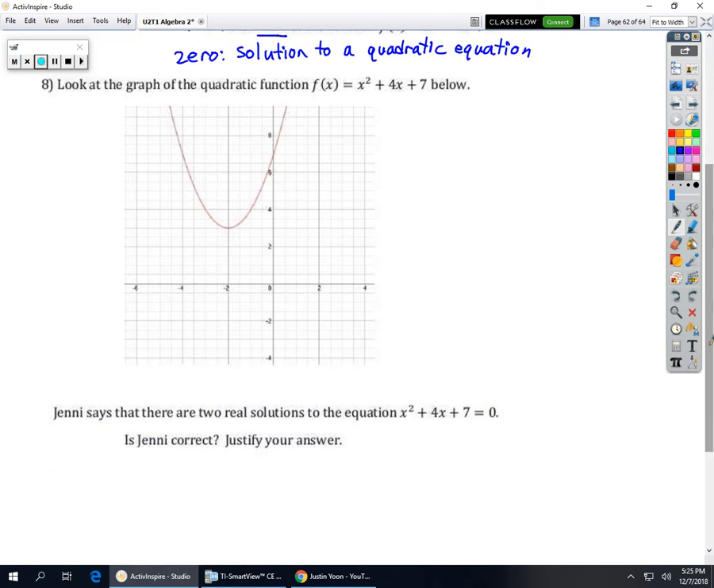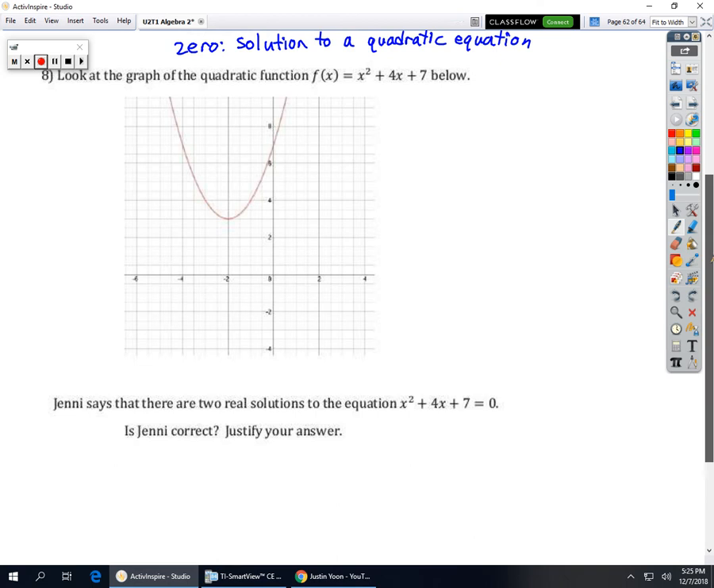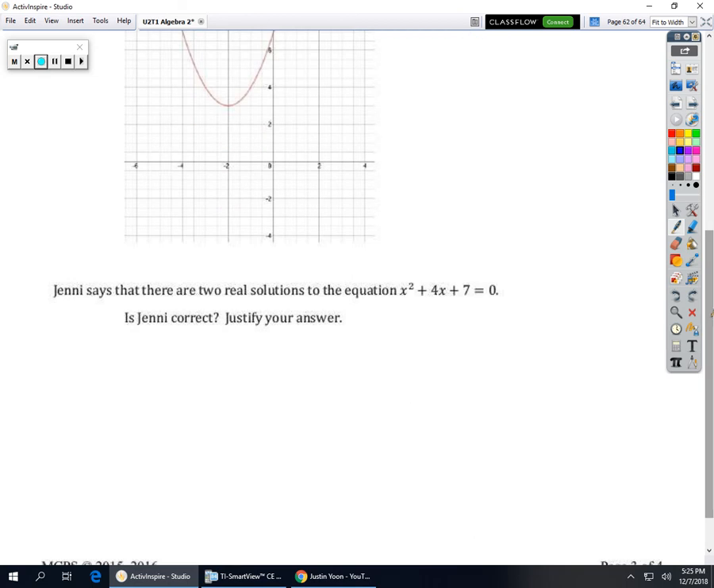So we're going to look at this graph. Awesome. It never crosses the x-axis. So Jenny says there are 2 real solutions to this equation. Is Jenny correct? No, there are not 2 real solutions. If there were 2 real solutions, the graph would cross the x-axis. There is no crossing going on. Therefore, the 2 solutions must not be real solutions. They're probably complex solutions. So, is she correct? Nope. Jenny is incorrect, because the graph does not cross the x-axis.